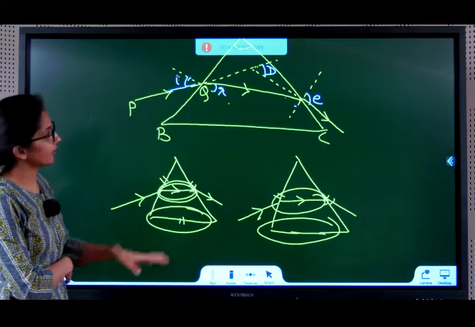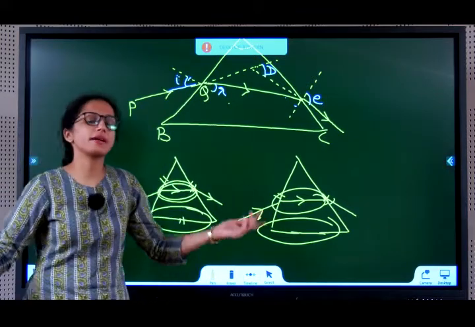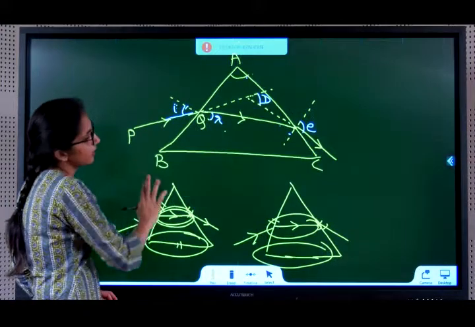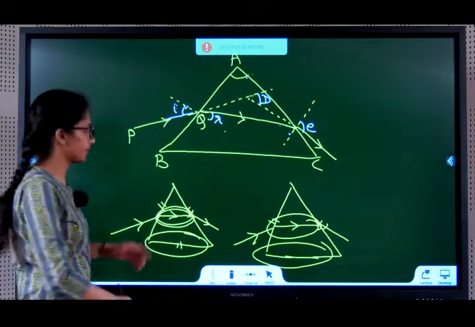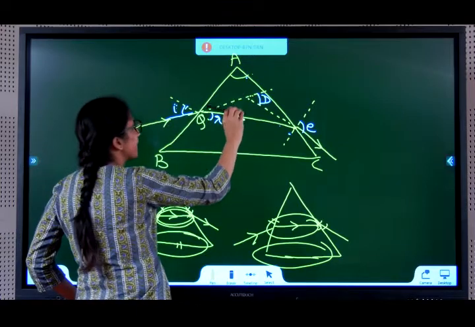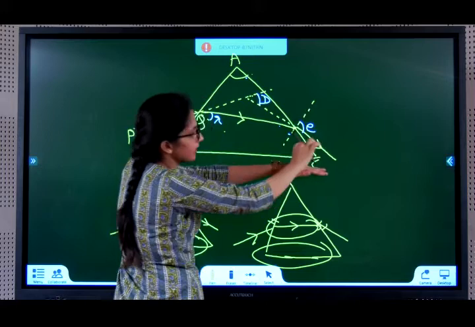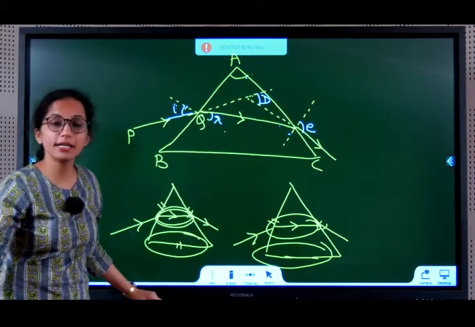The other question that I can ask you in this is, how does a ray bend in a prism? 1 mark question. A ray bends in a prism in such a way that it always bends towards the base. Look, the ray was going here, it bent towards the base, which is here. Again, the base is here, it again bends towards the base. So a ray always bends towards the base in a prism.